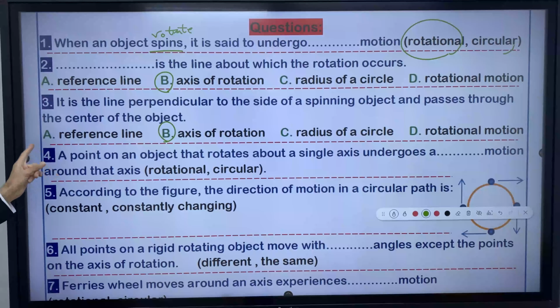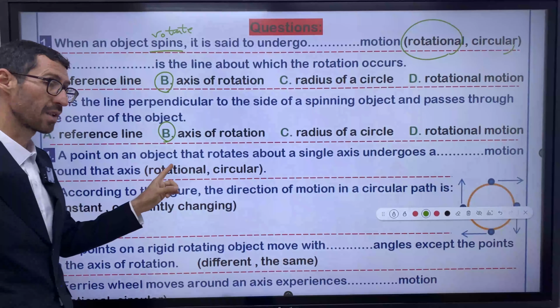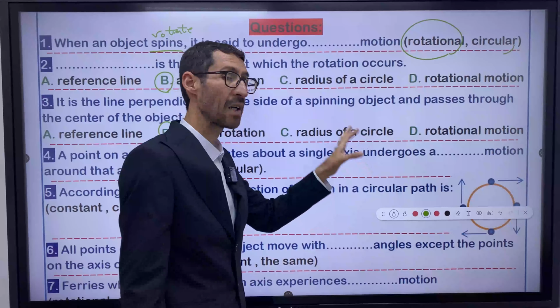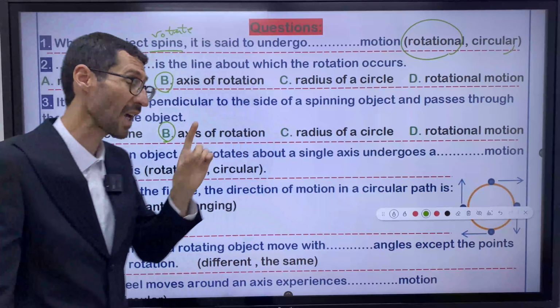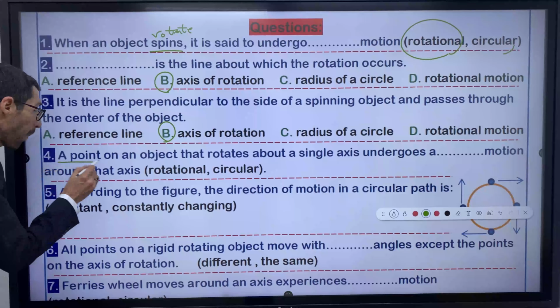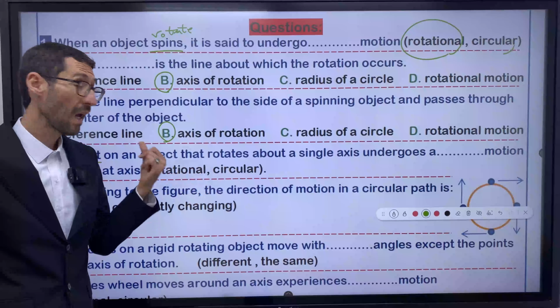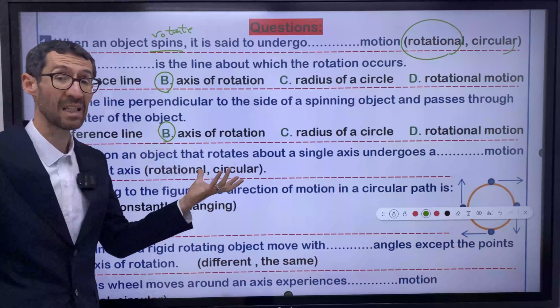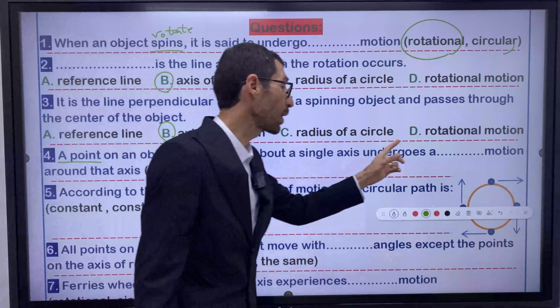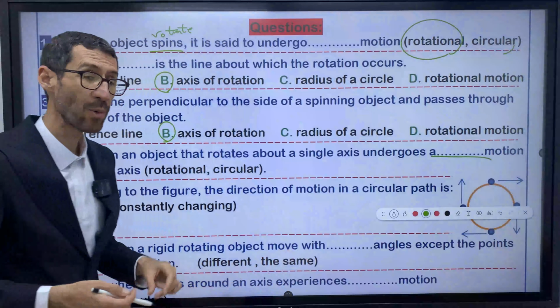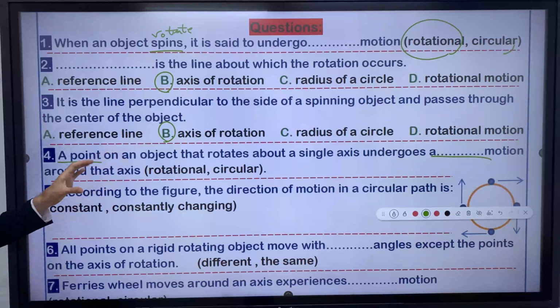Question number 4. A point on an object, right? A point that rotates about a single axis undergoes blank motion. So focus on one point. I say a point. I don't say the entire object. A point on a rotating object undergoes what? I want you to fill the gap for me: around that axis.